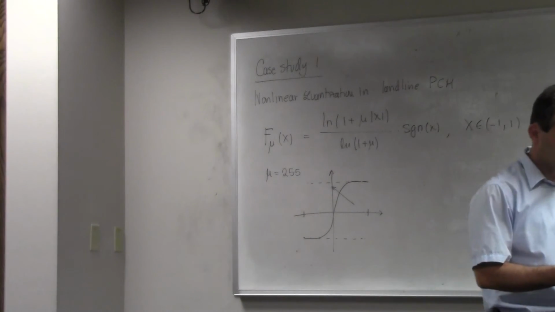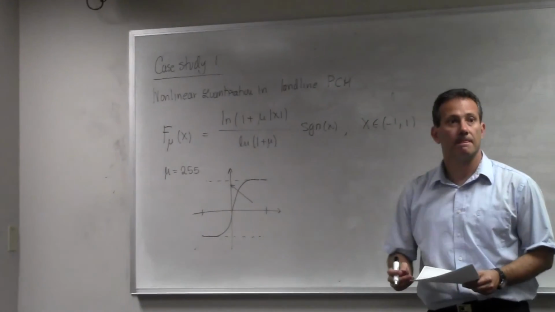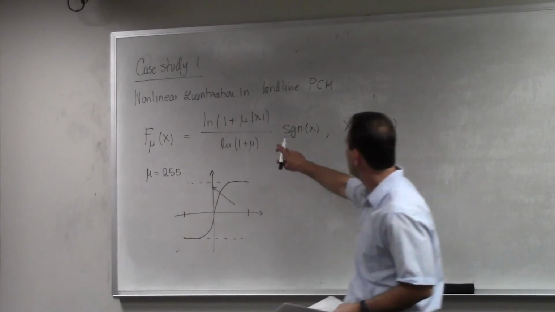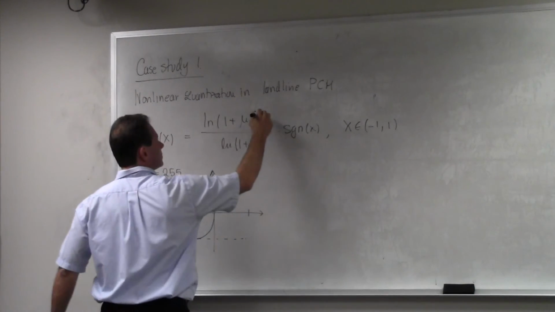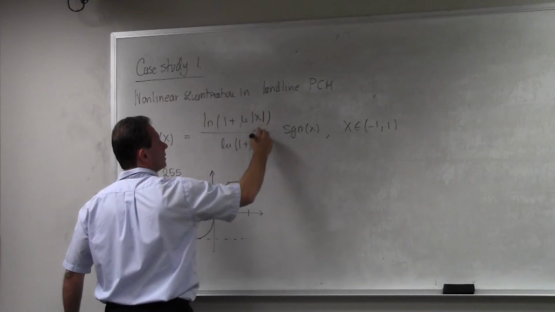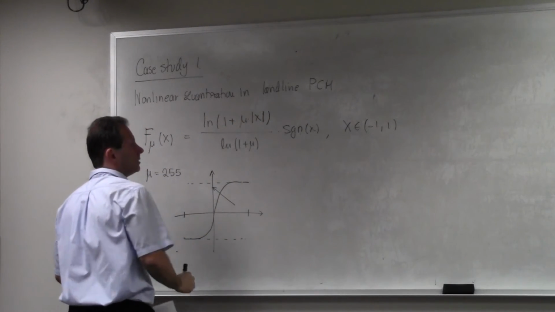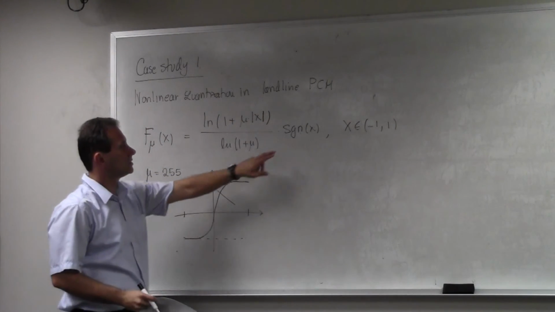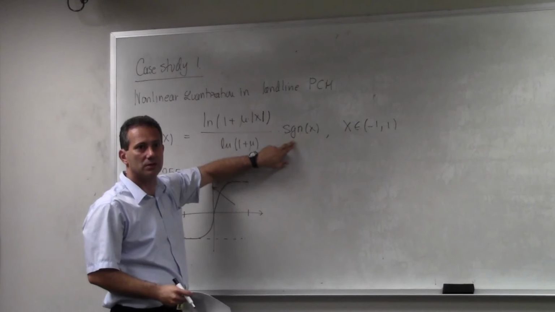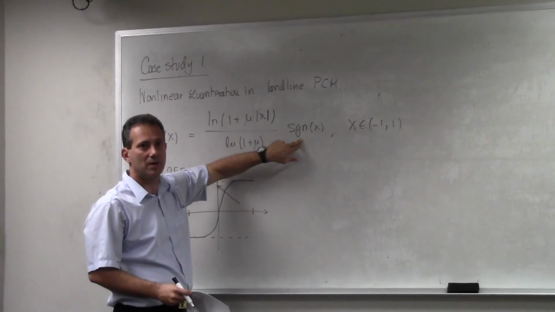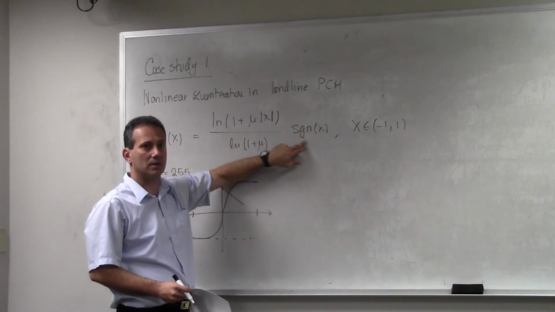Now, in the mu compression, is that the absolute value of x here? Absolute value, and that's multiplication, times. And this is the sign of x, the signum function. If x is positive, it's 1. If x is negative, it's -1. Very good.